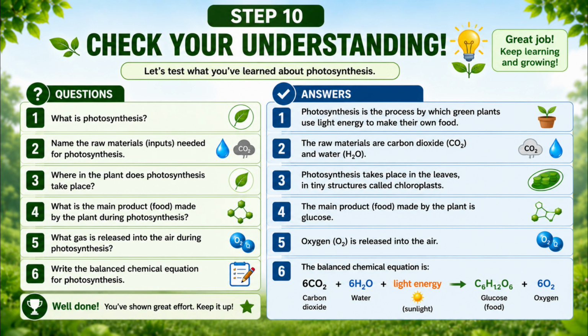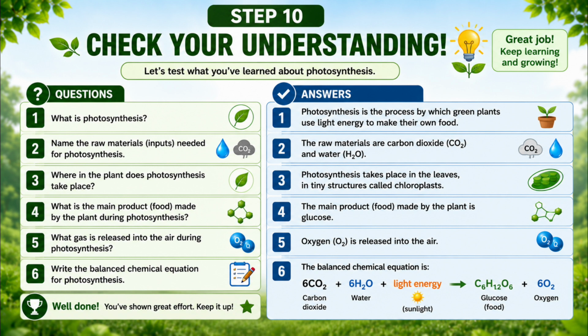Let's check what you've learned about photosynthesis. Read each question aloud, pause the video, and answer it before revealing the correct answer. Give yourself 1 point for every correct answer. Question 1. What is photosynthesis? Answer. Photosynthesis is the process by which green plants use light energy to make their own food.